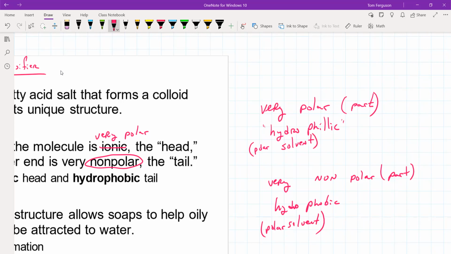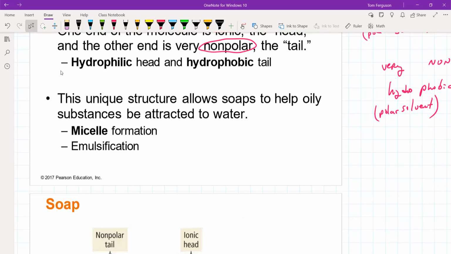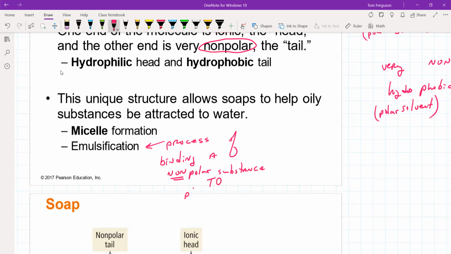Okay, so an emulsifier needs to have two parts, something very polar, something very non-polar. So the process of emulsification, we're binding with the emulsifier a polar and a non-polar substance. Sticks them together like glue.